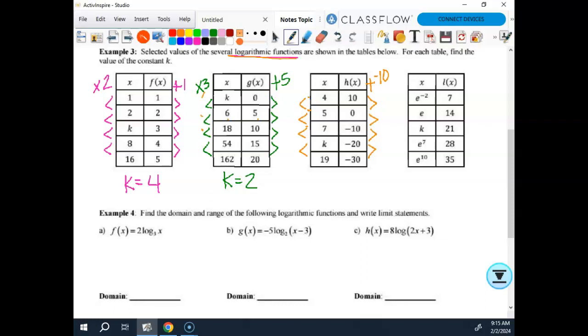Times 2 minus 3. So if I take 4, multiply by 2, I get 8. Subtract 3, I get 5. Take 5, multiply by 2, I get 10. Subtract 3, I get 7. That sounds good, right? So I'm going to take 7, multiply it by 2, I get 14. Subtract 3, what do we think k is? 11. And then we want to make sure that it works. 11 times 2 is 22, minus 3 gives you 19.